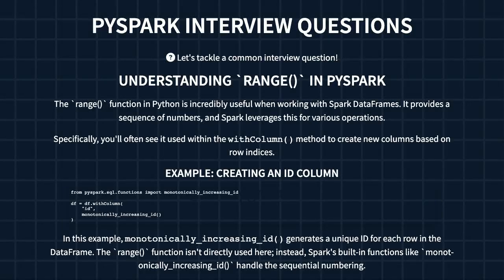Okay, let's talk about a really handy Python function that comes up quite often in PySpark interviews, range. Now, Spark data frames don't directly use range like you might be familiar with from regular Python. But the concept is essential. We often see it used within operations like adding new columns, particularly when we need to refer to row indices. For instance, a common task is creating an ID column for each record. Spark provides functions like monotonically_increasing_id that accomplish this efficiently, avoiding the need to manually use range. While not always explicitly visible, understanding how these underlying mechanisms work makes you well prepared for interview questions.